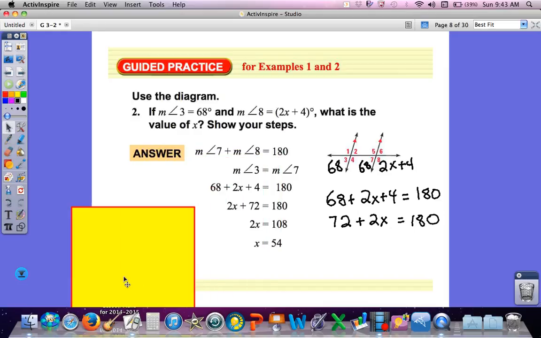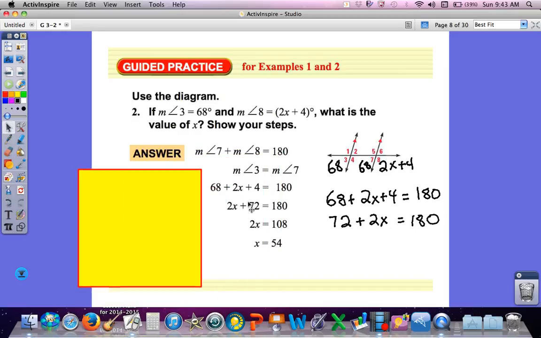I'm going to move this box away because I think sometimes it's easier to see their writing than mine. It's a little bit clearer. There are your steps.